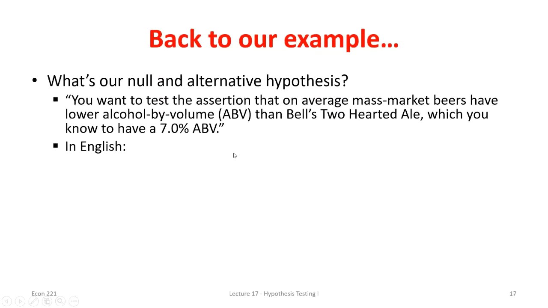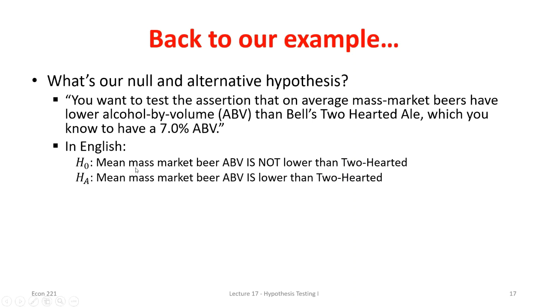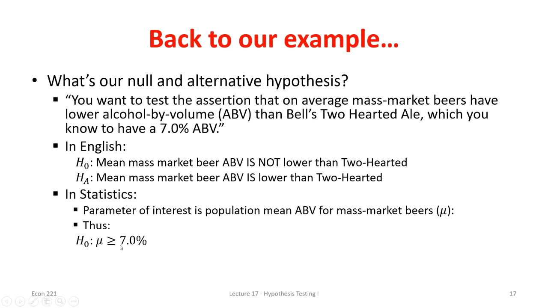So, if we go back to the example we had from last class, we set up this question: maybe I want to test whether the average mass market beer has a lower ABV than this Bell's Two Hearted, which has an ABV of 7%. What I want to test for is my alternative hypothesis. I want to see whether the mass market beer ABV is lower than 7%, right? So I'll assume the opposite is true. I'll assume that it's not lower. Or, in mathematics, I'll assume it's greater than or equal to that 7%.